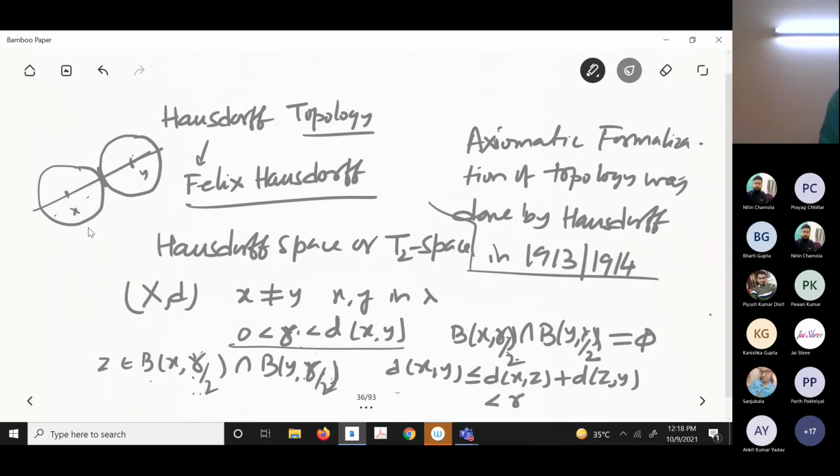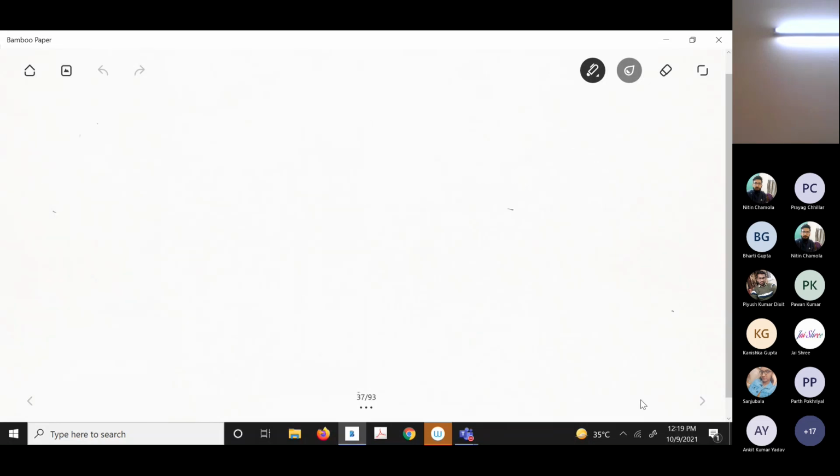So that means what you are getting is that any 2 distinct points in a metric space can be separated by 2 disjoint neighborhoods. Look, this is a neighborhood of x, this is a neighborhood of y, and they are disjoint. Same thing happens in a topological space. Now the neighborhood will be an open set containing x and an open set containing y, such that they are disjoint. That means the formal definition will be this.